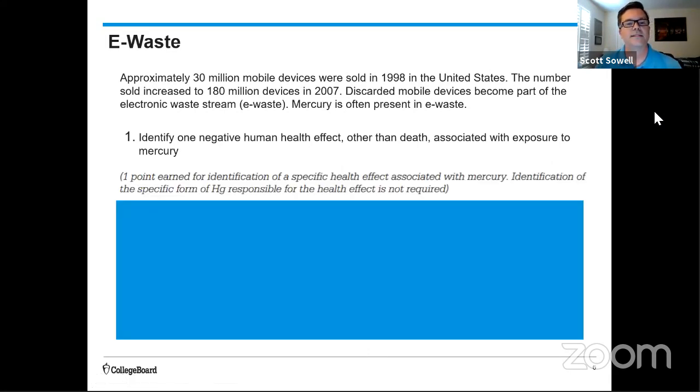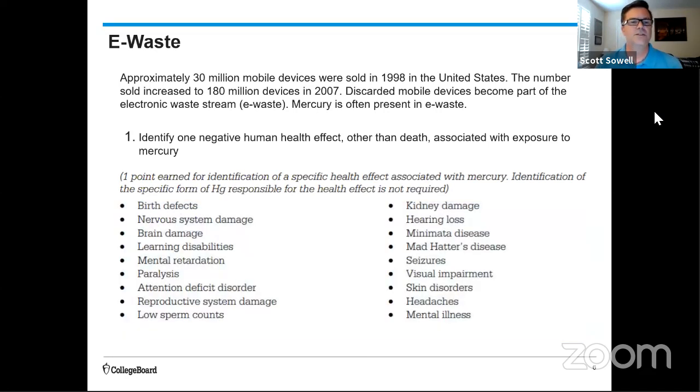So the first one was identify a negative health effect other than death associated with exposure to mercury. So we see all those neurological problems, kidney damage, vision impairment, paralysis, Minamata disease. I will say that Minamata disease is a really fascinating case study of bioaccumulation and biomagnification and mercury. So I would highly suggest just Googling that, going on YouTube and see what you see about Minamata disease, really fascinating. So that was worth 1 point, just to identify.